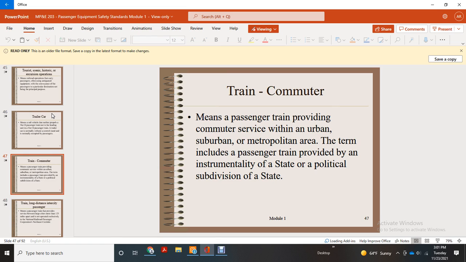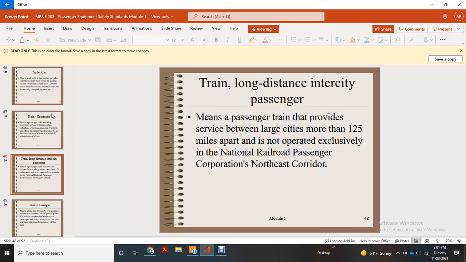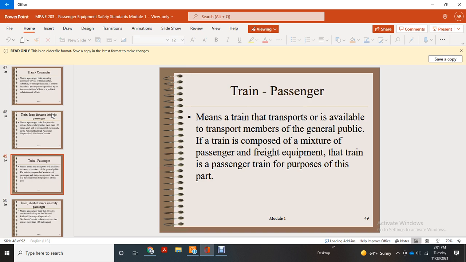Train, commuter: a passenger train provided with commuter service within urban, suburban, and metropolitan areas. The term includes a passenger train provided by an instrumentality of a state or a political subdivision of a state. Train, long-distance intercity passenger: a passenger train that provides service between large cities more than 125 miles apart, but not operated exclusively within the National Railroad Passenger Corporation's Northeast Corridor.